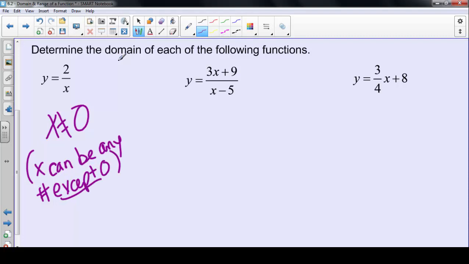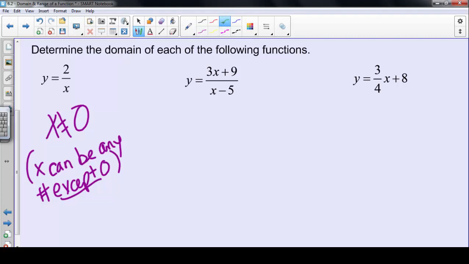And when you write out the domain, a lot of times it's going to be a lot easier to figure out what value it can't be instead of trying to list all the values it could be. Because think about it, if x could be anything, you can always divide 2 by any number except that 0.